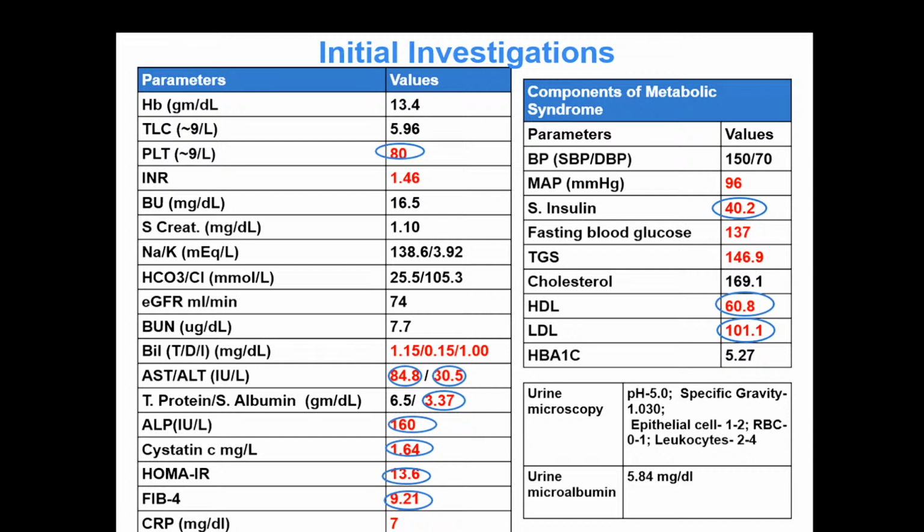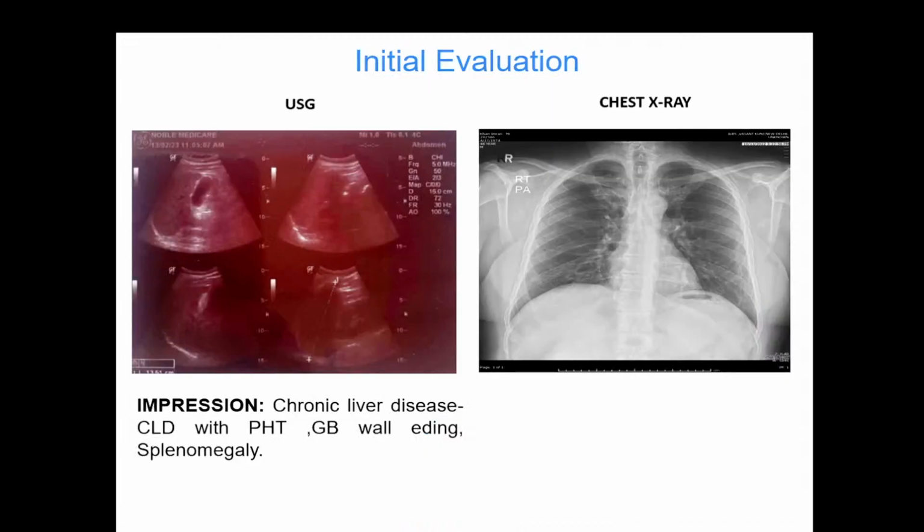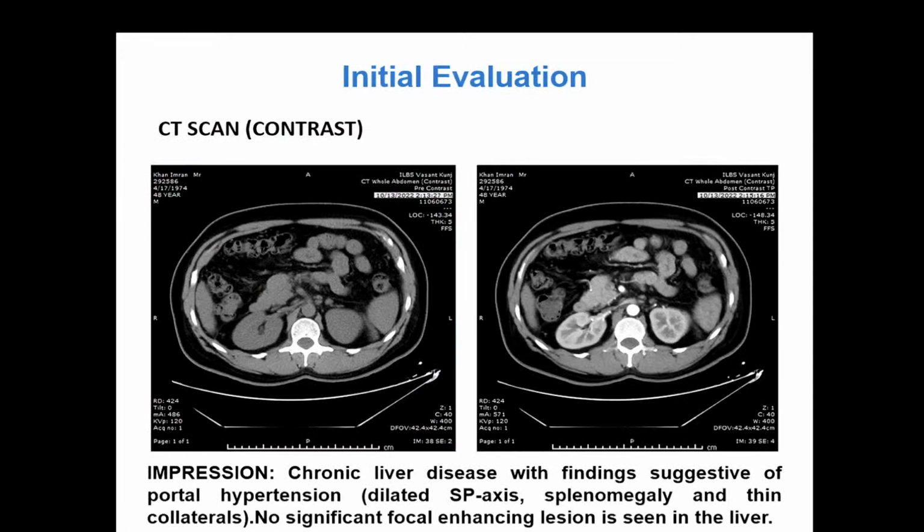Serum insulin fasting level was 40, and that's why the HOMA was very high for this patient. Now, urine analysis was not showing any evidence of albuminuria or proteinuria. Now, this was his initial ultrasound, which showed features of chronic liver disease with portal hypertension. There was no ascites. There was no suspicion of SOL. His chest X-ray was normal.